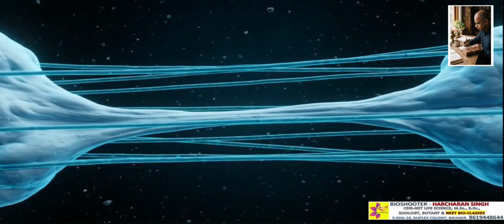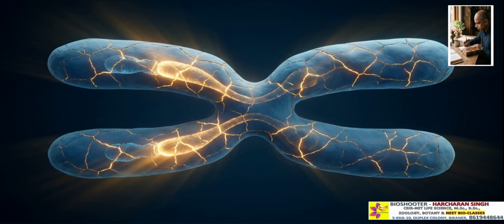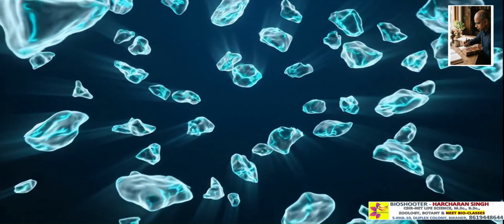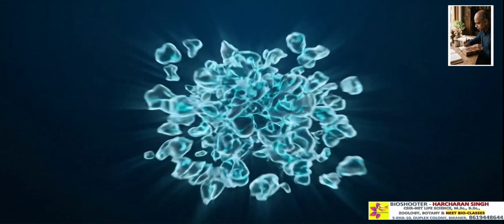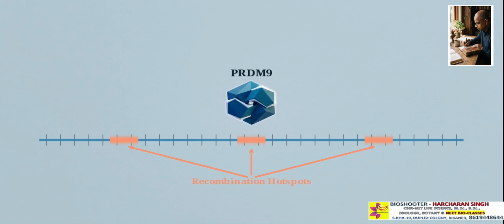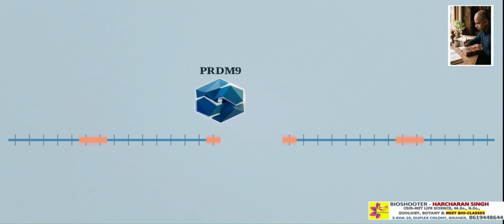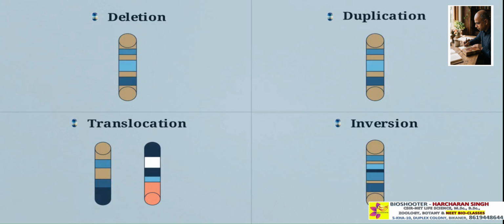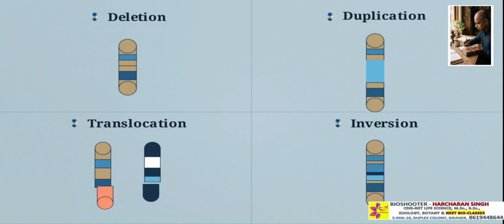Beyond these singular breaks, we now observe catastrophic genomic reorganizations. In chromothripsis, a single chromosome shatters into dozens of fragments during a single-cell cycle and is randomly stitched back together. These failures are often localized at specific genomic coordinates. Regulatory proteins like PRDM9 guide the location of meiotic breaks, meaning the susceptibility to these rearrangements is itself encoded in the genome. Deletions, duplications, inversions, and translocations represent the fundamental ways the physical structure of DNA can fail.